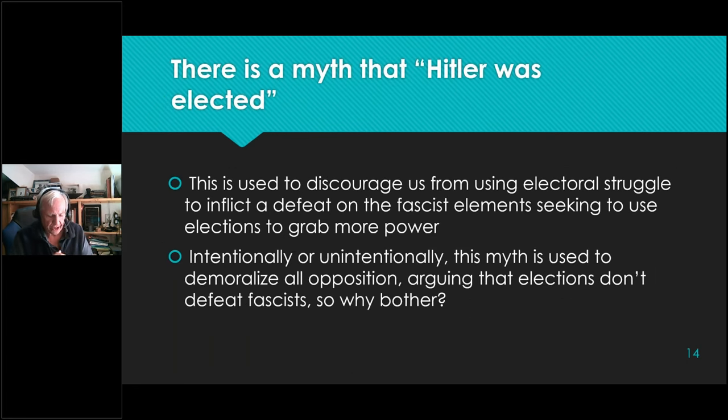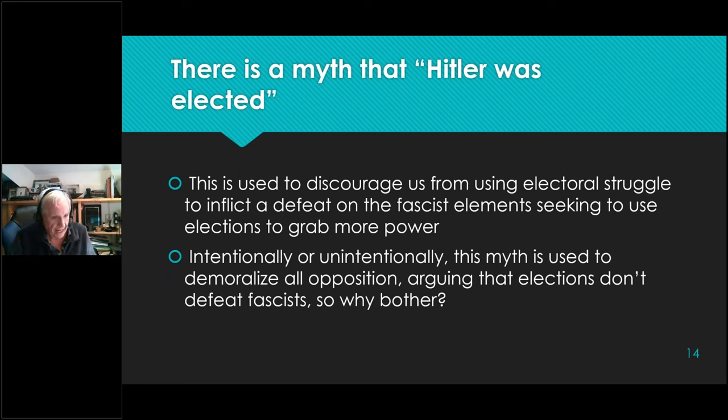So I'm going to go through a third section here where there's a myth that Hitler was elected. And I want to talk about this in several aspects. And after I finish this section, we'll open the floor for questions and comments for a while. This myth that Hitler was elected is used to discourage us from using electoral struggle to inflict a defeat on the fascist elements who are seeking to use elections to grab more power. Unintentionally or intentionally, this myth is used to demoralize opposition to the fascists, arguing that elections don't defeat fascists, so why bother? Well, as I noted before, elections by themselves are not the only tool we need to defeat fascists, but they are a key way. It's a key way they are trying to gain power, and it's a key way that we can defeat them.